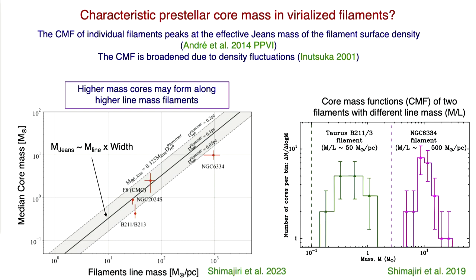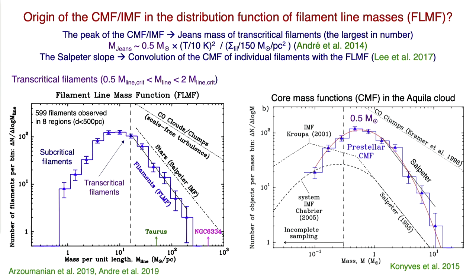Now if we look at the full filament line mass function, the one that I showed earlier, we can see that the star-forming filaments are dominated by transcritical filaments, so filaments that have line masses close to 16 solar masses per parsec. The Jeans mass of these filaments is of the order of 0.5 solar mass, which corresponds actually to the peak of the observed prestellar core mass function, which is shown here in blue, which suggests that the critical filaments are fragmenting into cores that correspond to the peak of the core mass function.